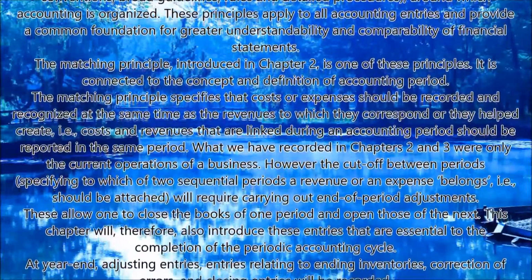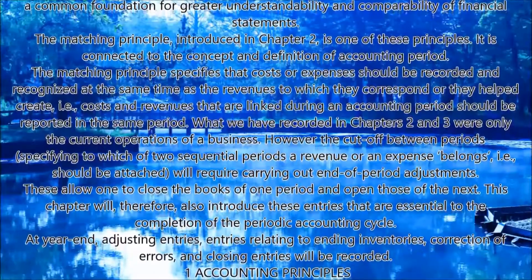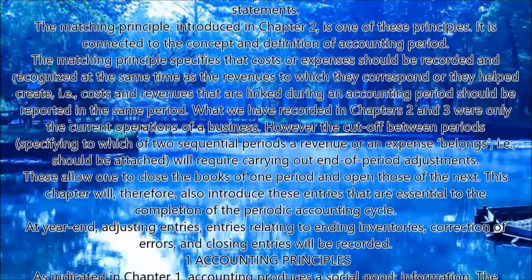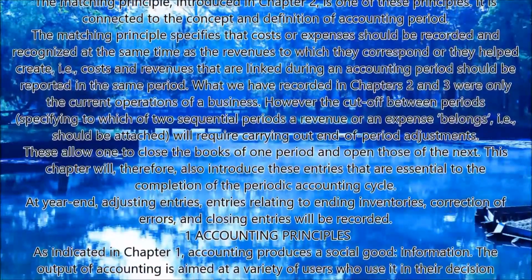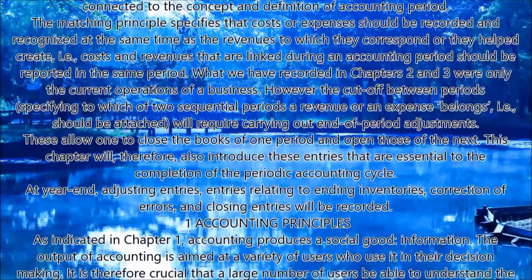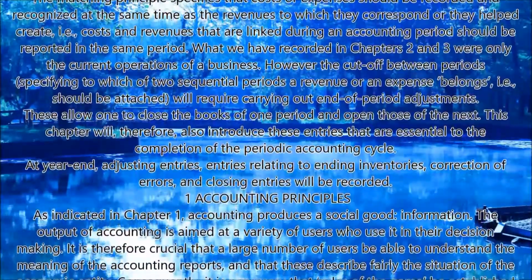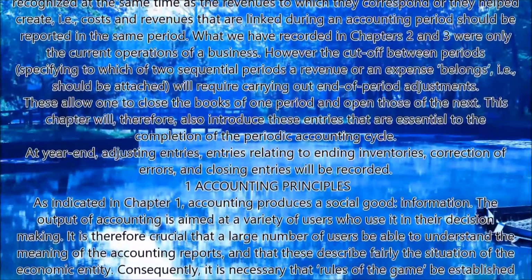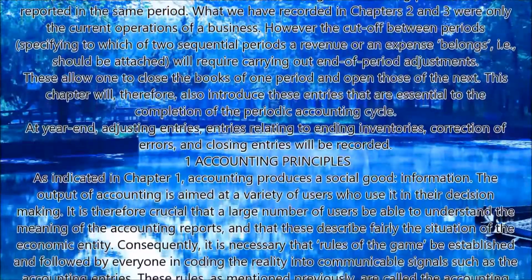1. Accounting Principles. As indicated in Chapter 1, accounting produces a social good, information. The output of accounting is aimed at a variety of users who use it in their decision-making. It is therefore crucial that a large number of users be able to understand the meaning of the accounting reports, and that these describe fairly the situation of the economic entity. Consequently, it is necessary that rules of the game be established and followed by everyone encoding the reality into communicable signals such as the accounting entries. These rules, as mentioned previously, are called the accounting principles.